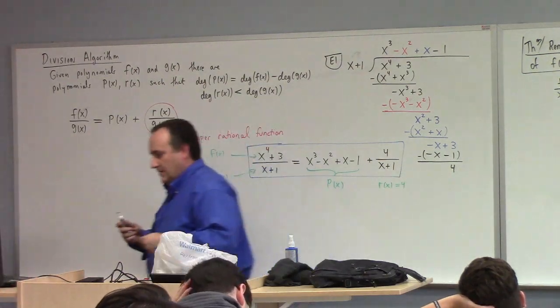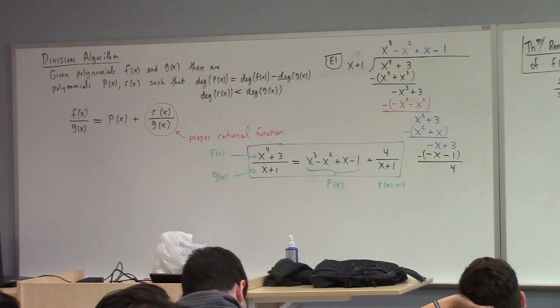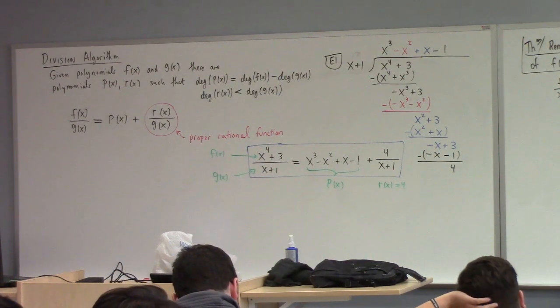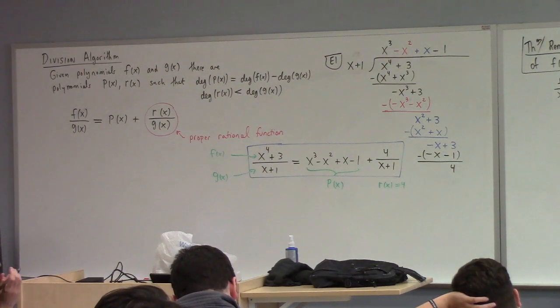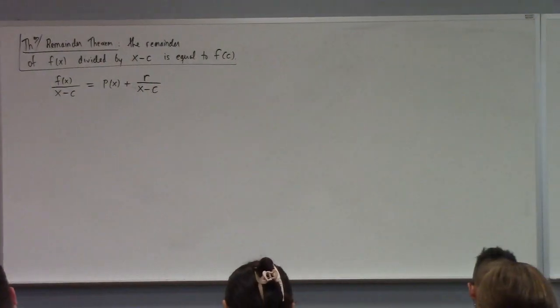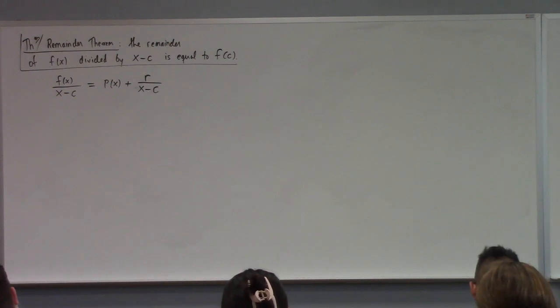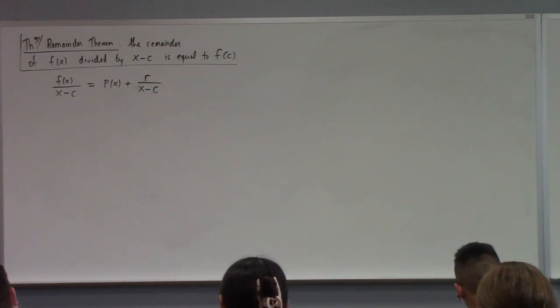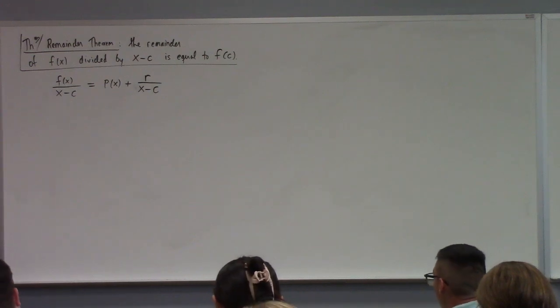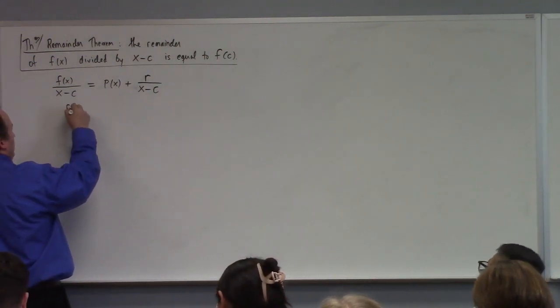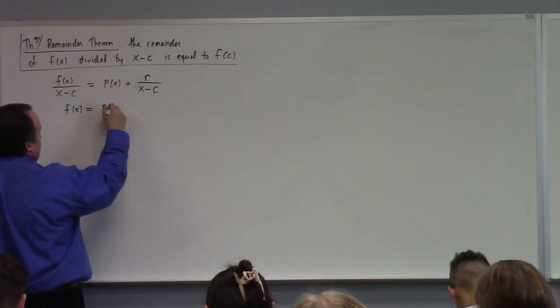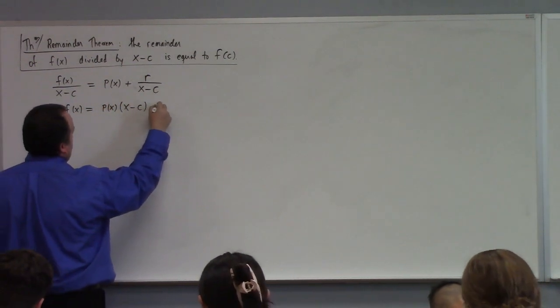It was 4, right? So while I'm moving the camera, why don't you take that equation I wrote down there and solve for f of x? What do you get? F of x equals what? Multiply the equation by x minus c. What do we get? So we get p of x times x minus c plus r, right?